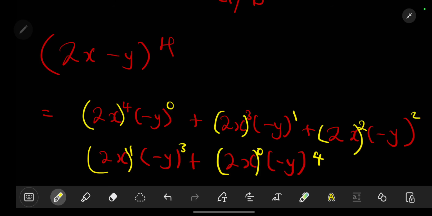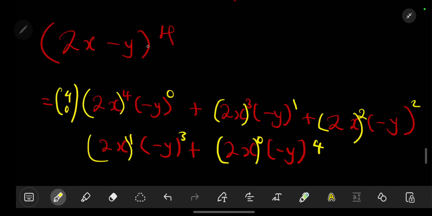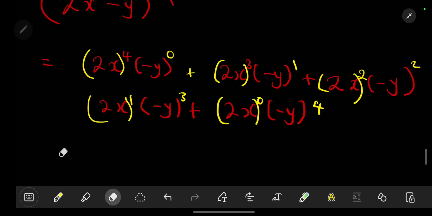Then all you have to do is put the combinations: 4 combination 0, 4 combination 1. Now due to space, I'm going to create something that is separate. I don't have space, so I'm going to write this after I expand a bit. So this will give me a value of 2 to the power 4, which is equal to 16x to the power of 4, like that.